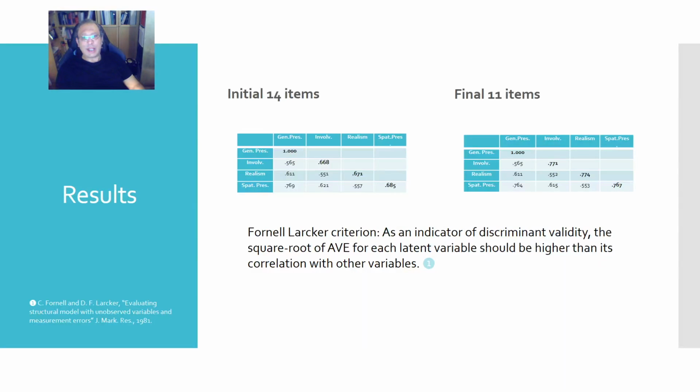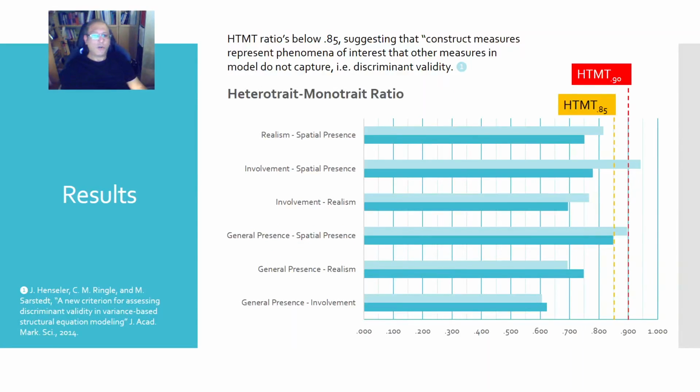So this was not achieved on the 14 item version. It was 0.769, the correlation between general presence and spatial presence, but the average variance extracted for spatial presence is 0.685. And this means that discriminant validity is not achieved. These two things are quite similar. However, when we drop these 3 items, there is an improvement here, and now it is as expected, fitting the Fornell-Larcker criterion.